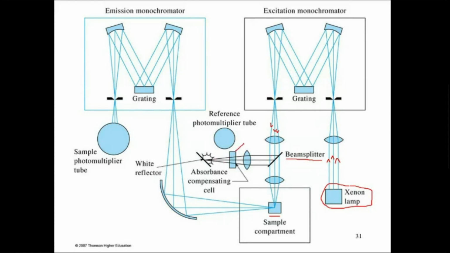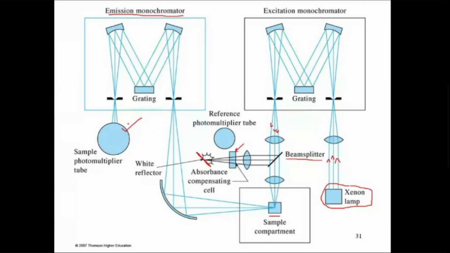There is one absorbance compensating cell. Basically, it is going to absorb the intensity of light and reduce that light. And then there will be one white reflector kept over here. So there will be a sample compartment over here. In the sample compartment, some wavelength will be absorbed by the sample and the fluorescence radiation will be emitted by the sample, which will again enter the emission monochromator. The emission monochromator will select the wavelength that is detected by the detector.